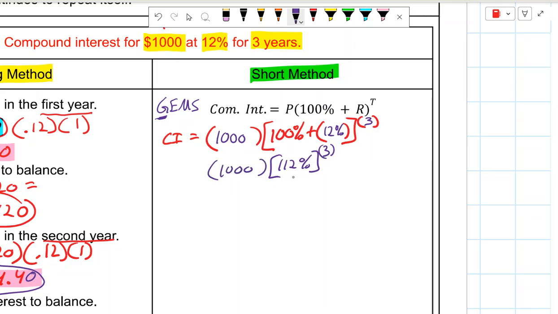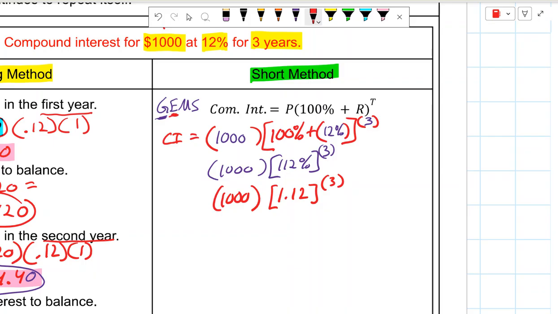All right, now to do math, we can't have a percent, so we need to change our percent into a decimal by dividing it by 100. So that's going to give us 1.12. All right, let me fix this up right here. Now we're going to do exponents next.